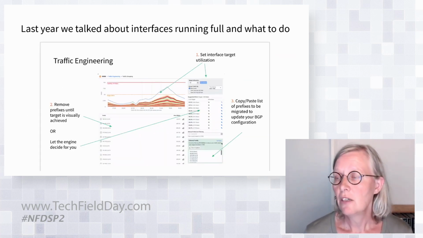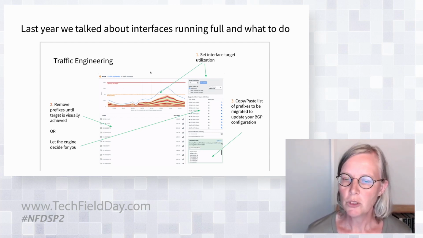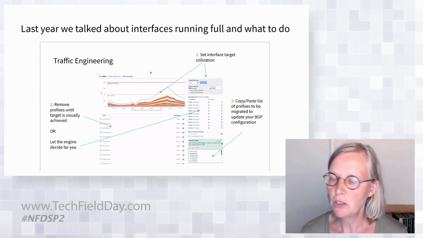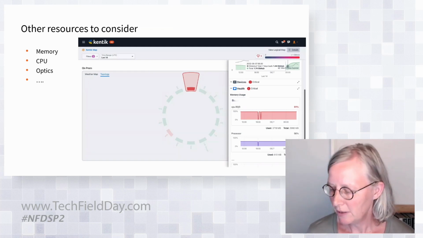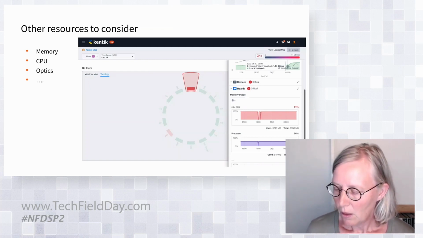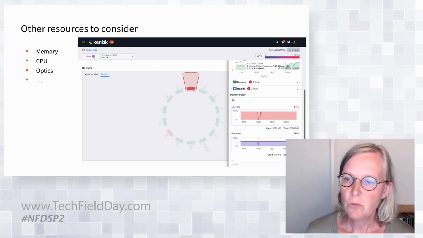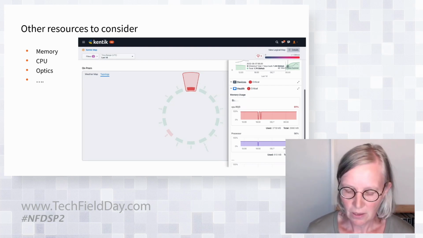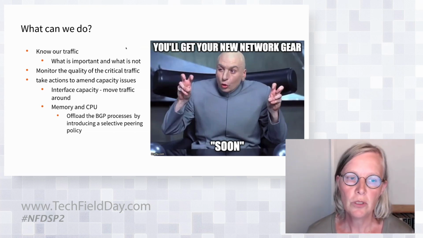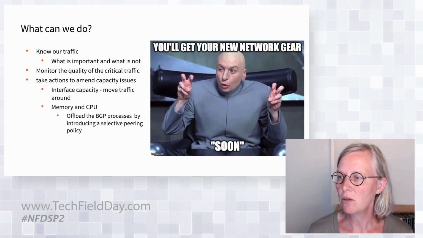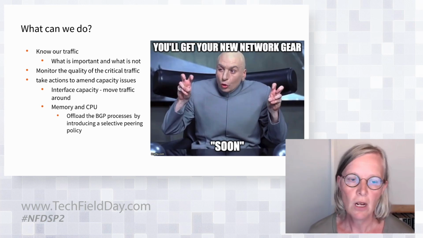So last year, Greg Milan was talking about what we can do when interfaces were running full, and was showing our traffic engineering module. But today I'm thinking a little bit more about when memory runs out, when the CPU runs out, and what can we do when that happens? Well, the solution there is often we need to know what our traffic is, what is the important traffic, and can we move that traffic around? Can we remove some of the prefixes that are overloading our BGP process on the router?